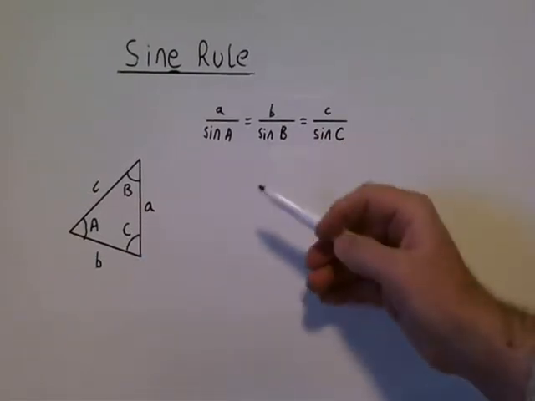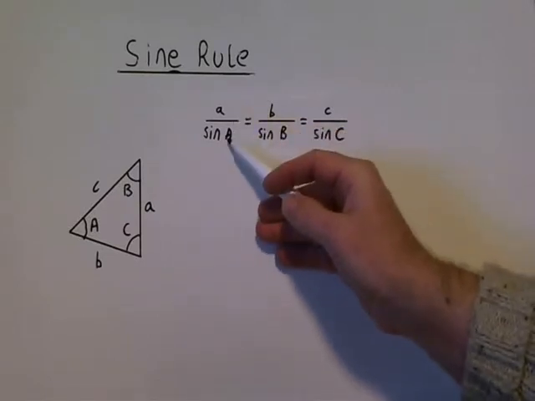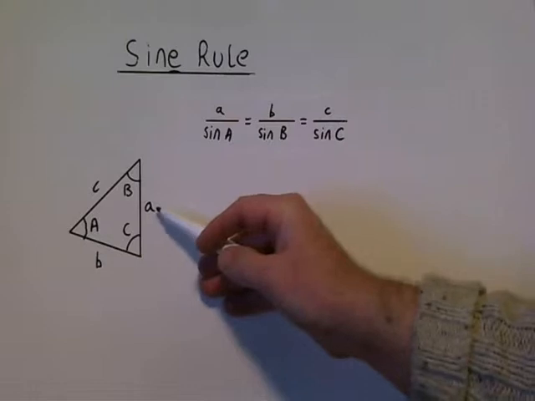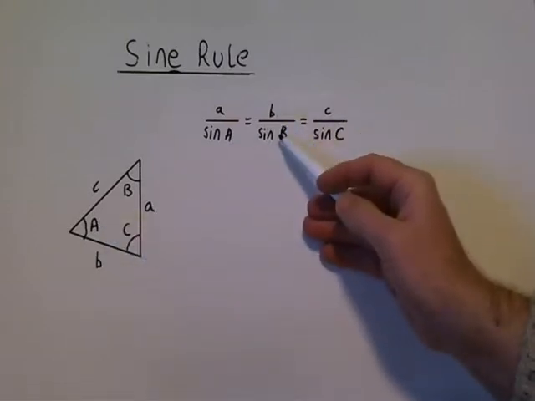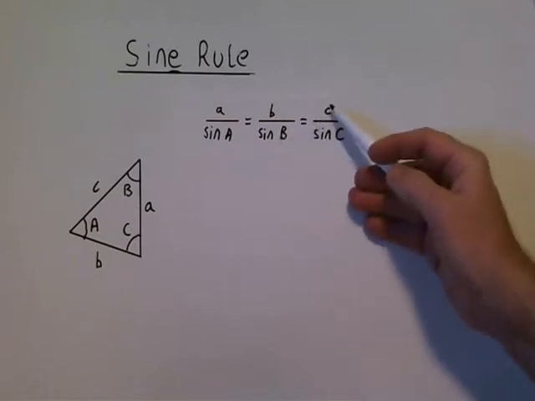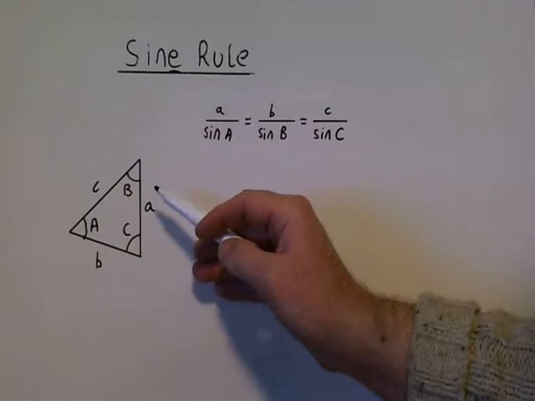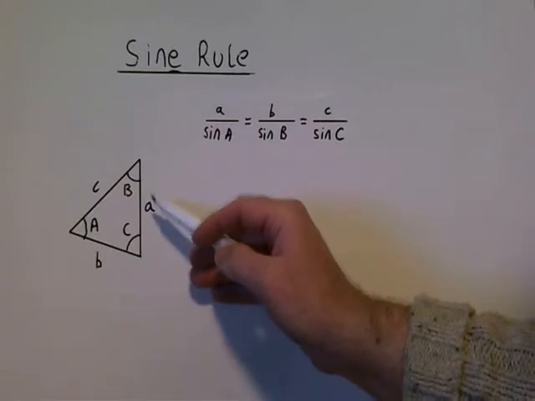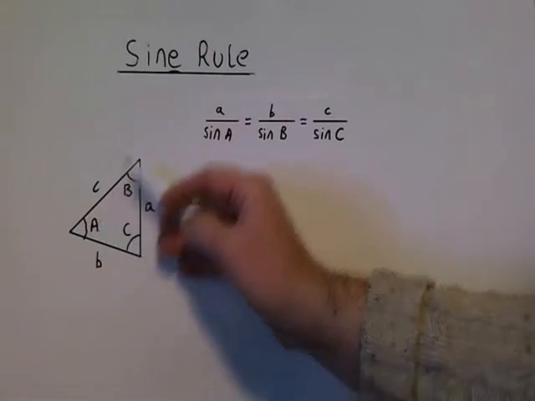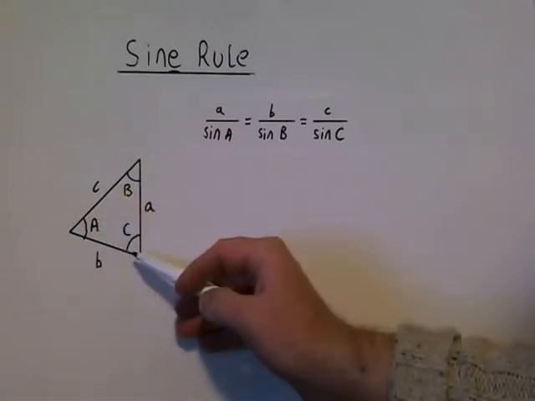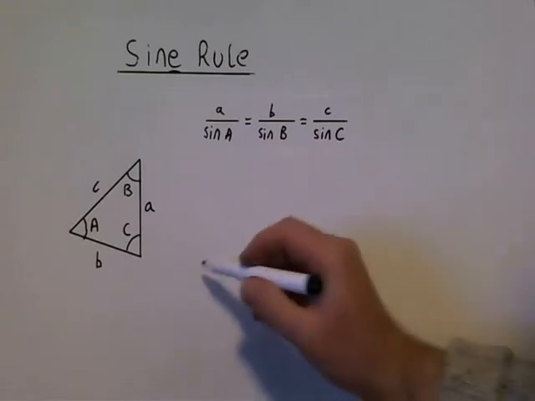And the sine rule states that the side a divided by the sine of angle A equals b divided by the sine of B, and equals c divided by the sine of C. So what it's really saying is any side divided by the sine of the opposite angle is always the same. Doesn't matter which one you take. So let's do an example and see how it works.